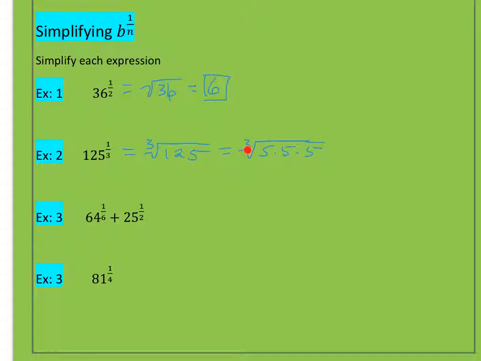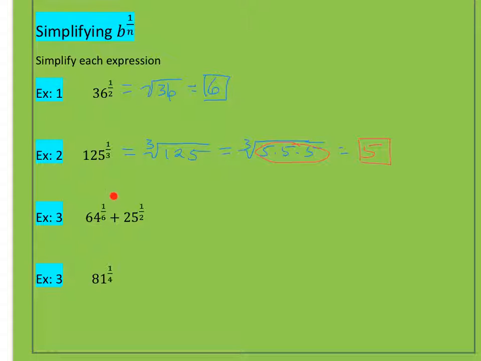Because we are taking the cube root, we want to get any groups of 3. So the cube root means you're finding groups of 3. So I can only make one group of 3, and so my answer is going to end up being the cube root of 125 is just 5. So that means that 125 must have been a perfect cube, just like 36 was a perfect square.